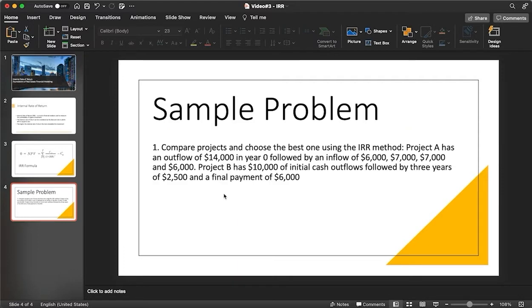So let's look at the first sample problem. Let's compare projects and choose the best one using the IRR method. Project A has an outflow of $14,000 in year 0, followed by inflows of $6,000, $7,000, $7,000, and $6,000. Project B has an initial cash outflow of $10,000 followed by 3 years of $2,500 and a final payment of $6,000. Okay, well, let's jump into it.